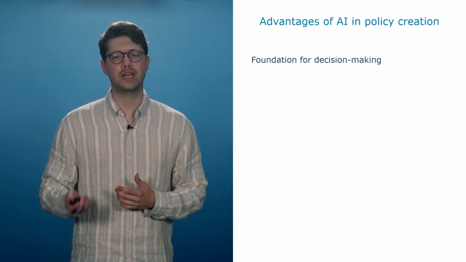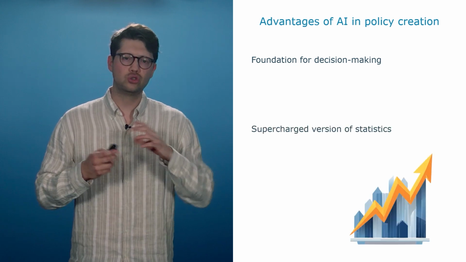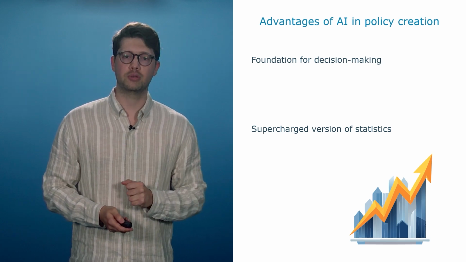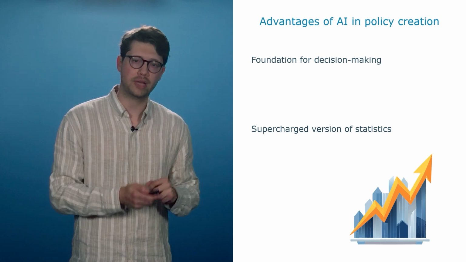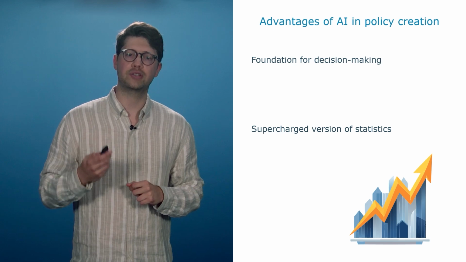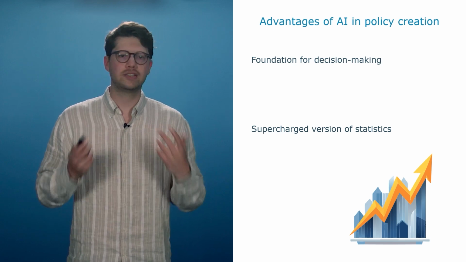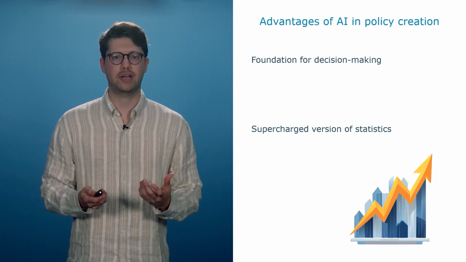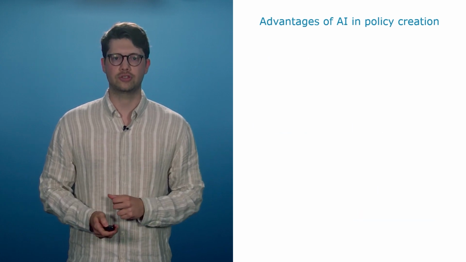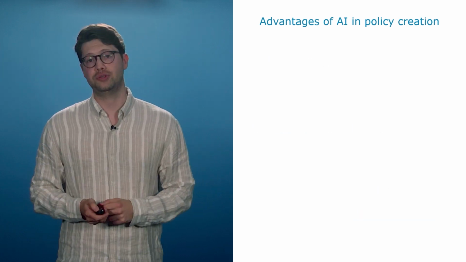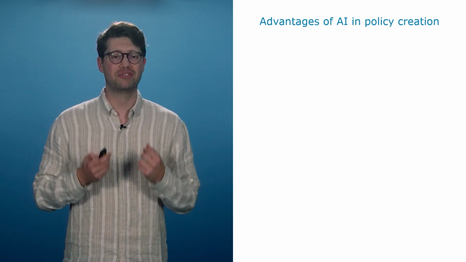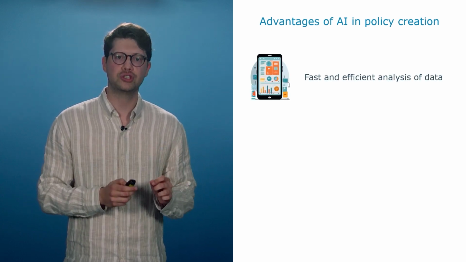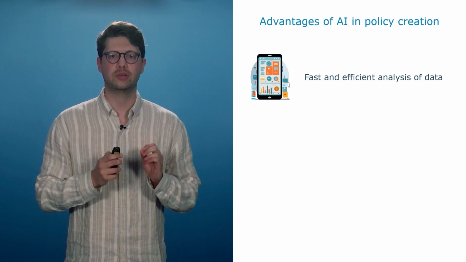You can see the use of AI in public policy as a supercharged version of statistics. And since many types of public policy have become more and more complex and citizens tend to expect more from governments, it only makes sense that policymakers look for ways to do their jobs better and faster with the help of artificial intelligence. The main advantage of using AI is that it can process vast amounts of data from diverse sources much faster and more efficiently than traditional statistical methods.